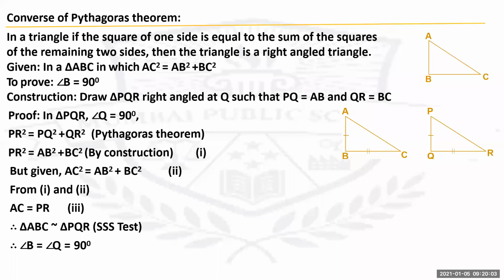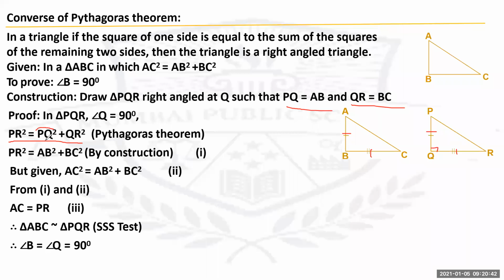Is this clear? We have drawn this triangle where these two sides are equal: PQ equals AB, QR equals BC. Check this, similar markings are shown here. So AB equals PQ, BC equals QR, and we are taking this as a right angled triangle, right angled at Q. So by applying the Pythagoras theorem, you'll get PR square equals PQ square plus QR square.